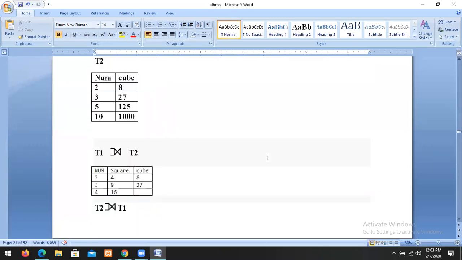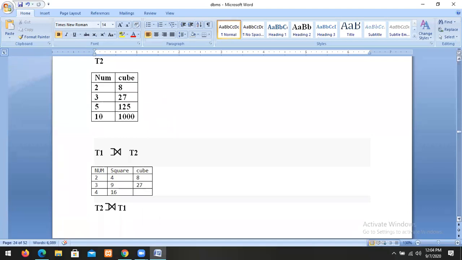So what is Cartesian product? Each row of the first table is joined with all the rows of the second table. That's what we call Cartesian product. A Cartesian product is represented by the into symbol, multiplication.